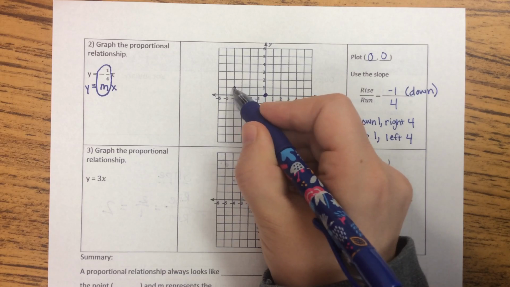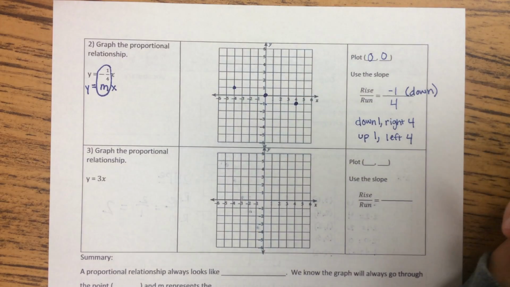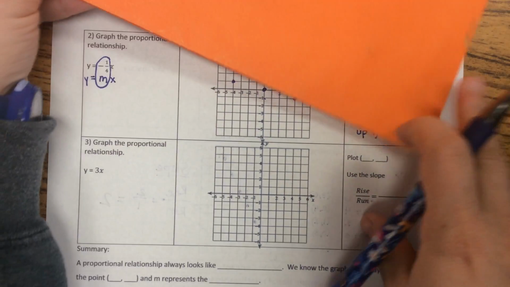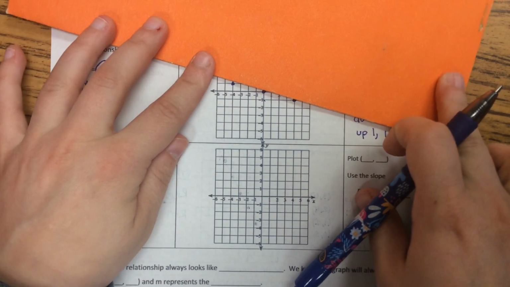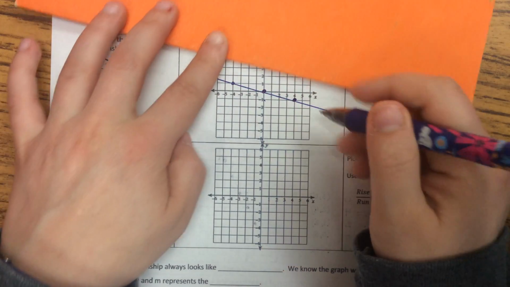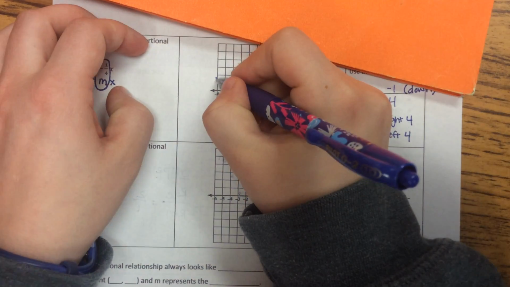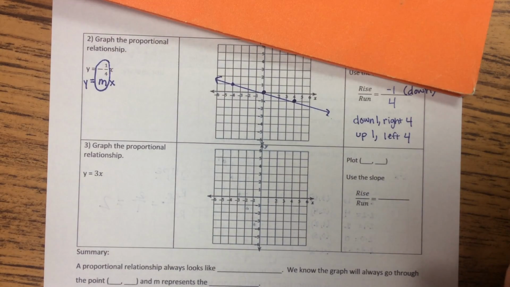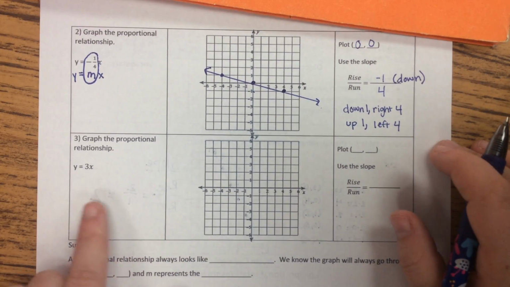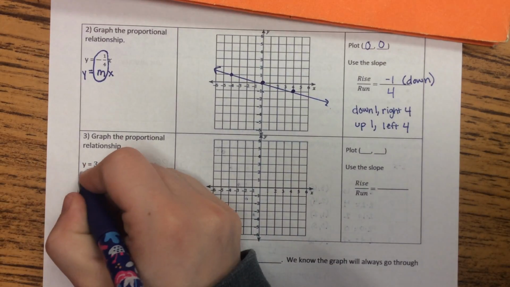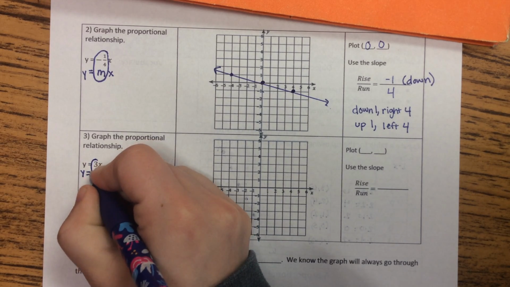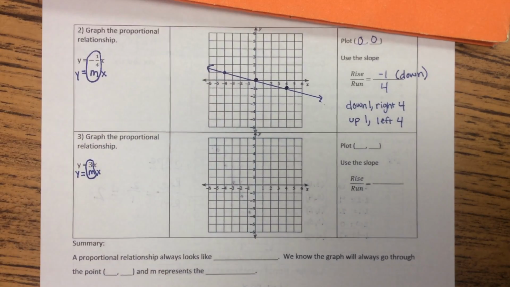So now I have those 3 points. Okay. Again, using my folder for a straight line. Oops, I missed my points a little bit there. I'm in pen though, so I can't really fix it. Okay, last one is number 3. We're going to graph this proportional relationship, y equals 3x. So again, that's y equals mx. So our m is 3.